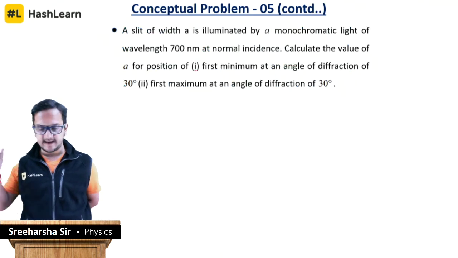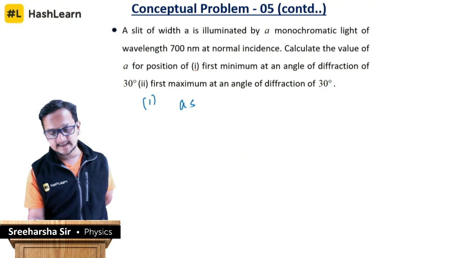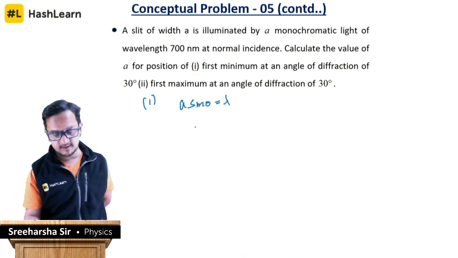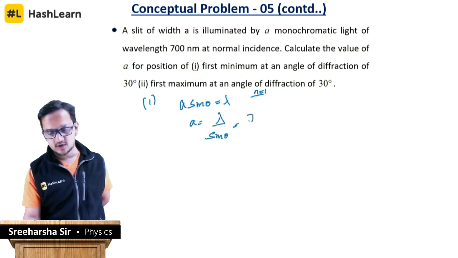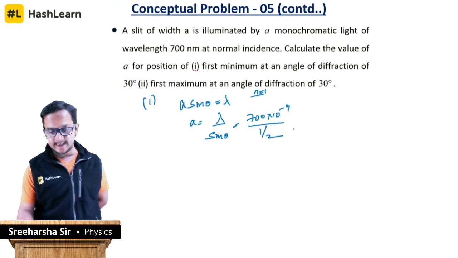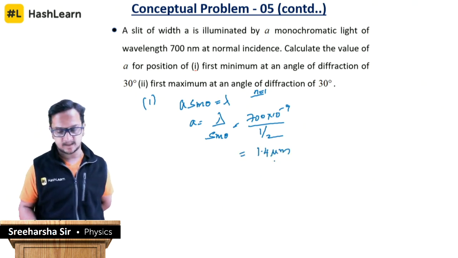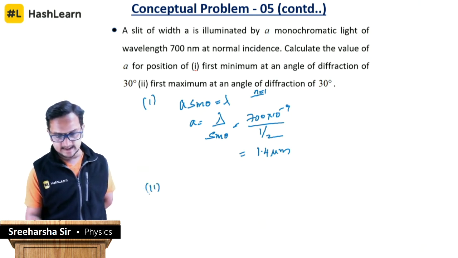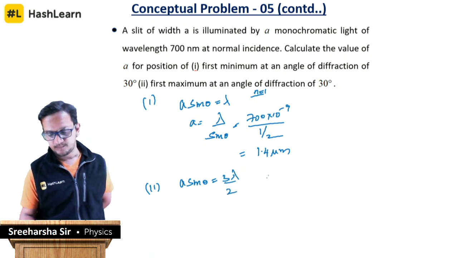So for the first minima, we have the condition: a sin theta is equal to lambda, when n is equal to 1. So we will have a is equal to lambda by sin theta, which is equal to 700 into 10 power minus 9 divided by half, because sin 30 is half, which will be equal to 1.4 micrometer.